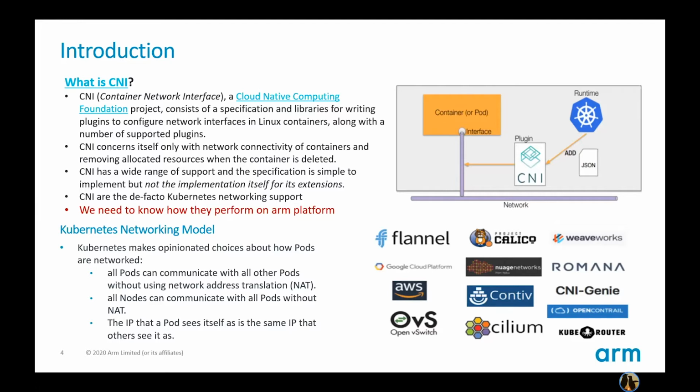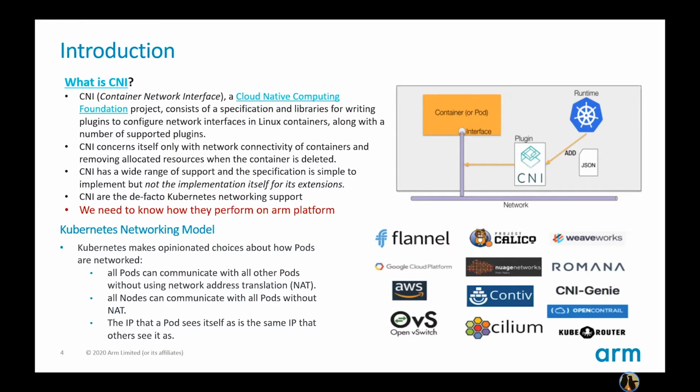For the Kubernetes networking model, we have several assumptions. The first one is that all pods can communicate with other pods without using network address translation. The second one is that all nodes can communicate with all pods without NAT. The third one is that the IP that a pod sees itself as is the same IP that others see it as. So I think the Kubernetes networking model is a virtual networking environment for Kubernetes.